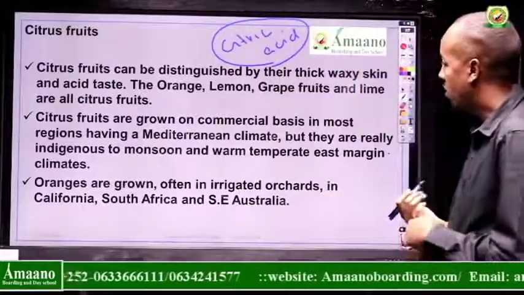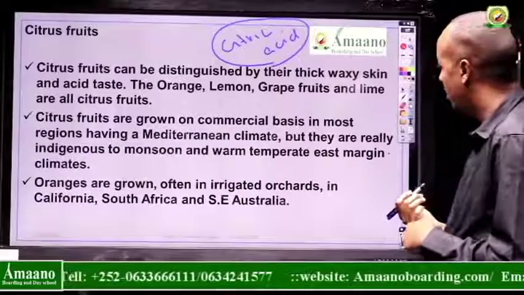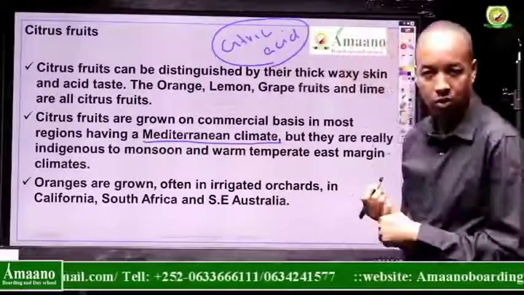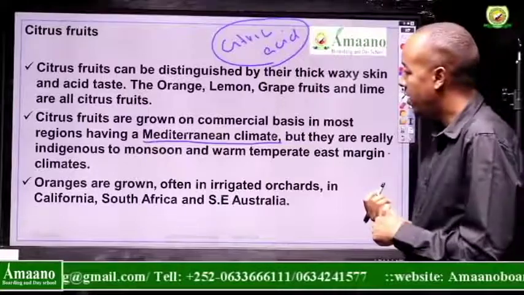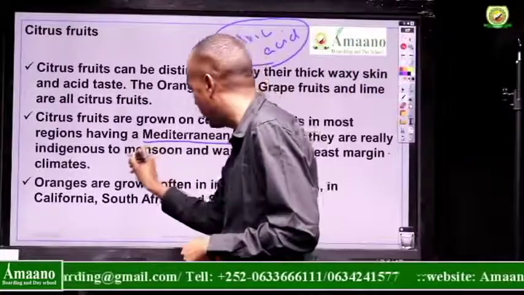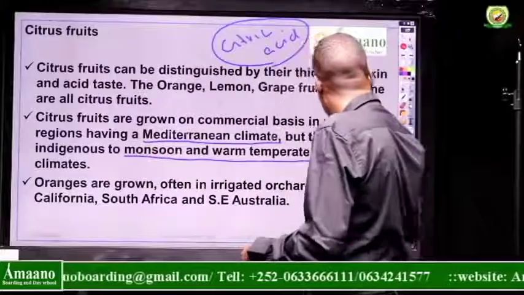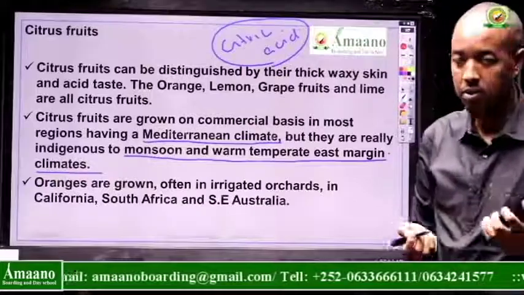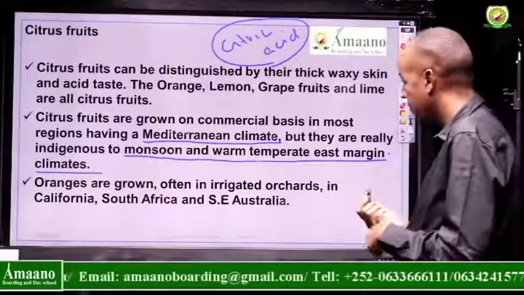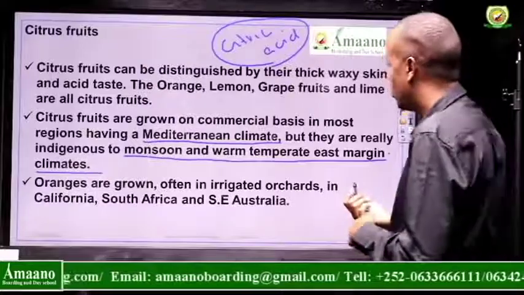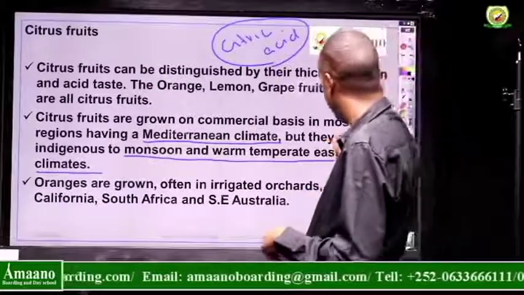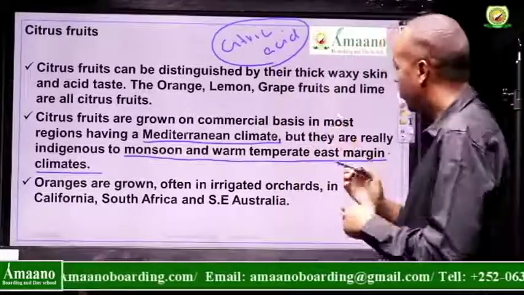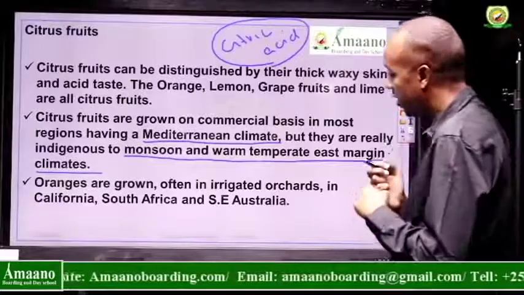Citrus fruits are grown on a commercial basis in most regions having a Mediterranean climate. Those countries that have this type of climate can cultivate citrus fruits, but they are rarely indigenous there. They are rarely found in the monsoon and warm temperate east margin climates because the climate is not suitable, but they are really indigenous to those areas. That is where they originated. In terms of the place cultivated, it is the Mediterranean.